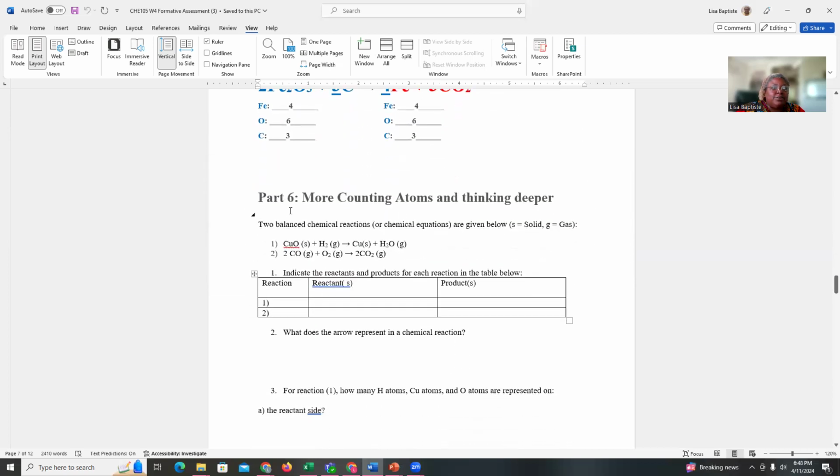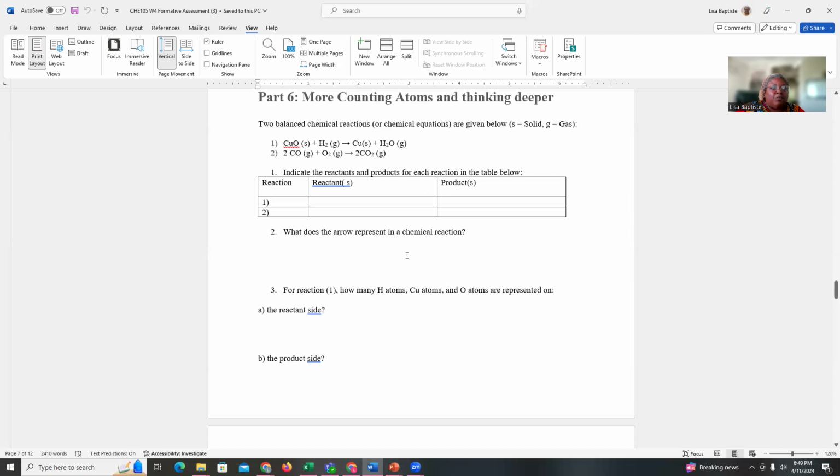All right. So, counting atoms and thinking deeper. A few things that I do want to introduce here in part 6 are the S and the G. S represents that this substance is a solid. G represents that this substance is a gas. If you saw an L, that would represent a liquid. And if you saw AQ, that means it's aqueous. Okay. First, they just wanted you to list the reactants and the products.